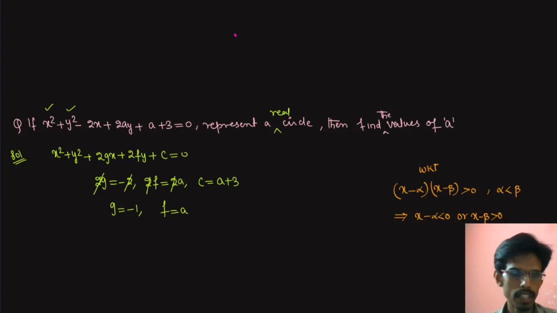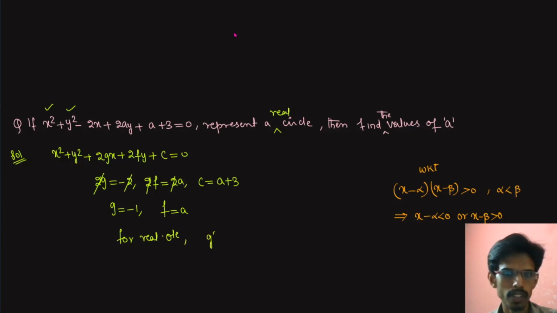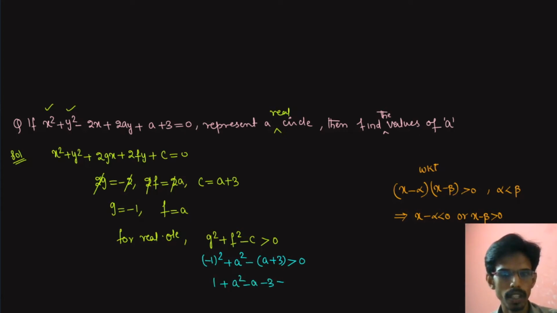Now it represents a real circle. So for a real circle we have a condition, that is g square plus f square minus c must be greater than 0, that is radius must be greater than 0. So the value of g is minus 1, so minus 1 square, f value is a square, minus c value, a plus 3, must be greater than 0. This will be 1 plus a square minus a minus 3 greater than 0.